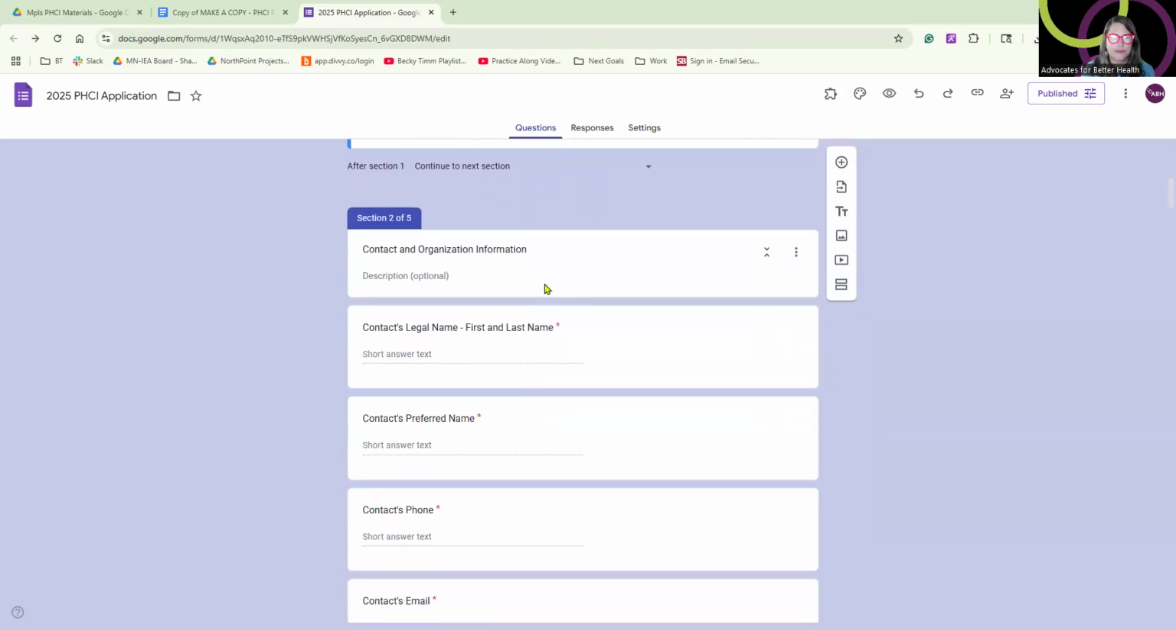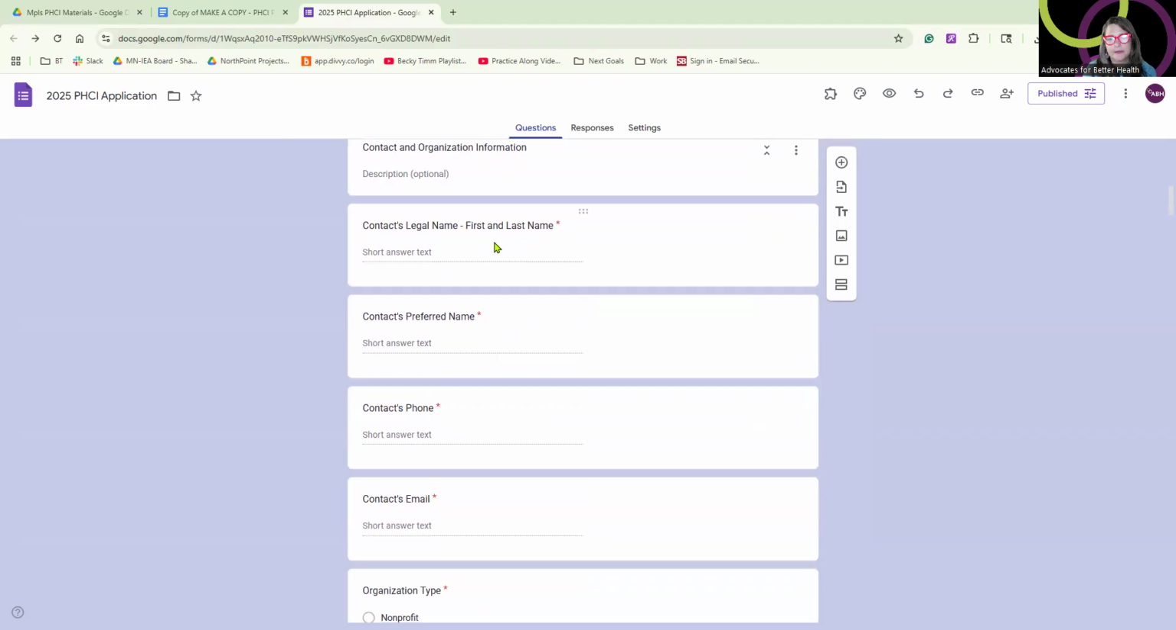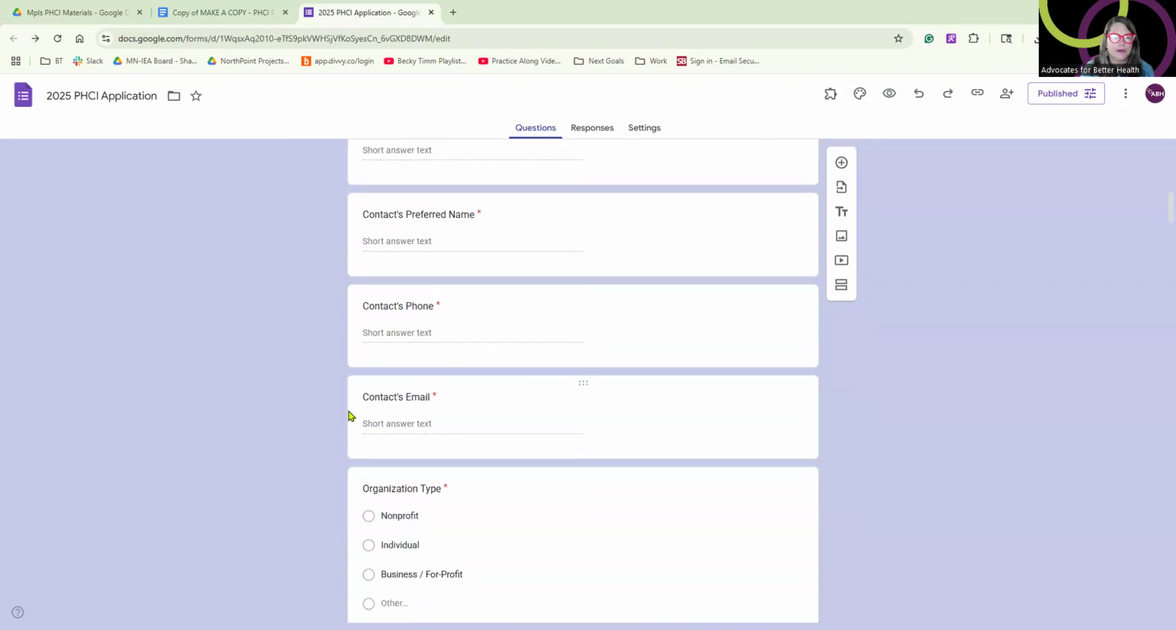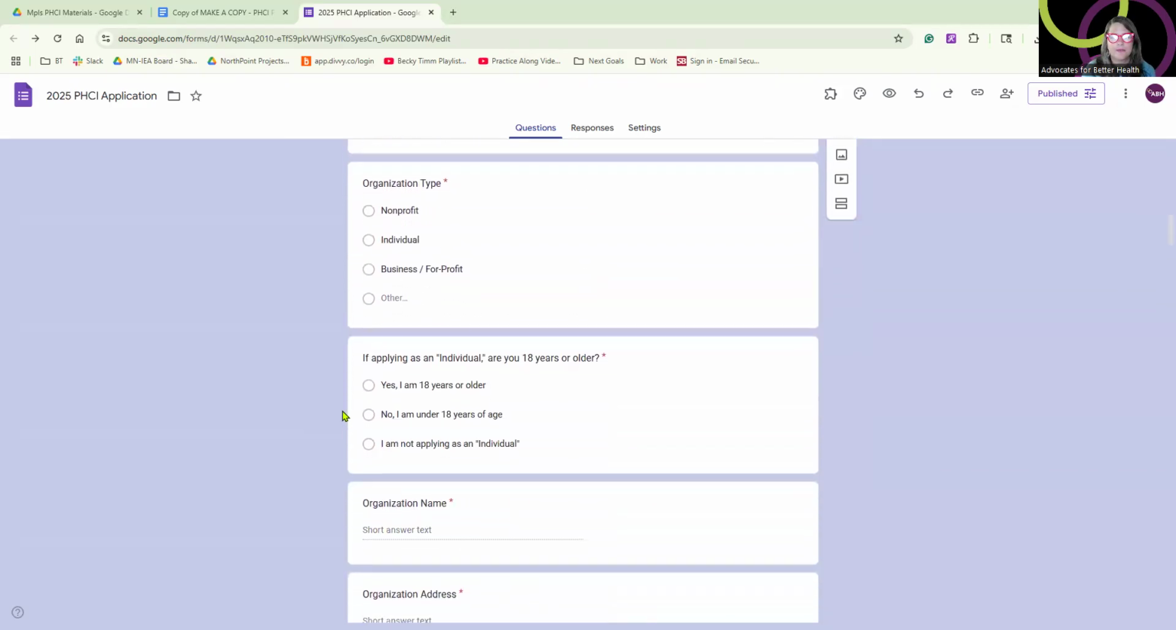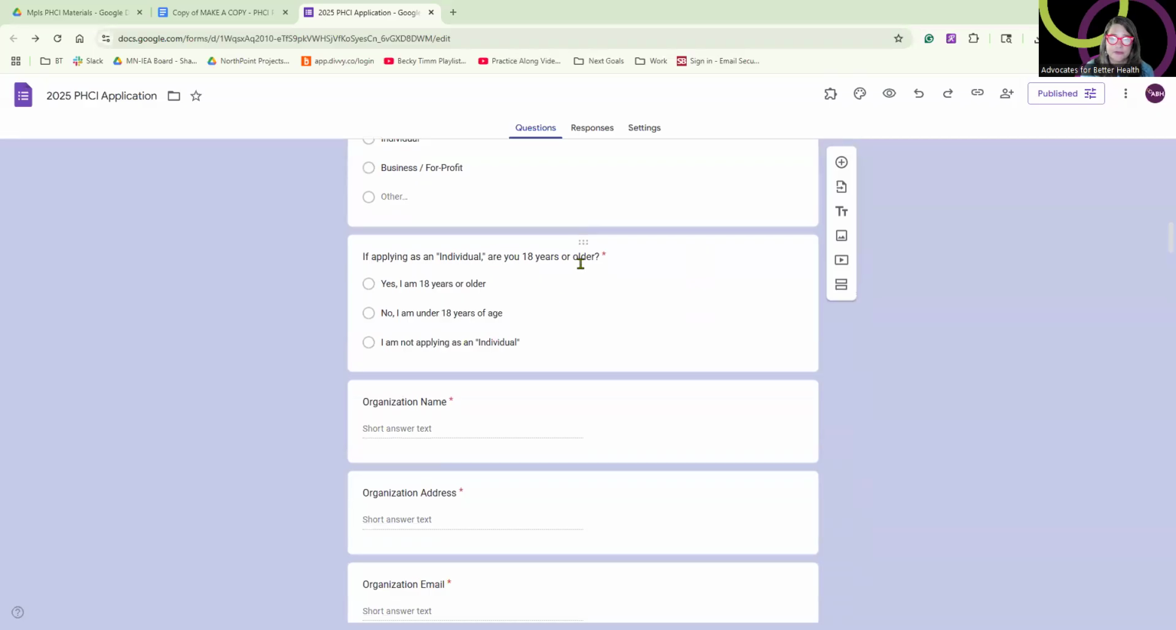So here's section 2. We want to know about your contact and your organization, so your legal name, and that will be included in the agreement. But we also want to know your preferred name, so that we are correct in how we provide service to you. We want to know your phone, your email, and then what type of organization are you representing? Are you a nonprofit? Are you an individual? Or are you a business for profit or other? Let us know what that is. If you're an individual and you're applying, you must be 18 years or older. That's part of our project guidelines.